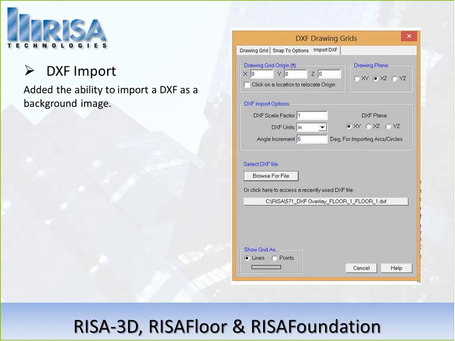So this will be just where we see where the drawing grid options are. It's just an extra tab there, Import DXF, and it allows us to walk through and enter in the different information, the drawing plane, and it tells us the factors and scaling factors. And then we can select a DXF. I'm going to show you guys this in action for both RISAFloor and RISAFoundation.